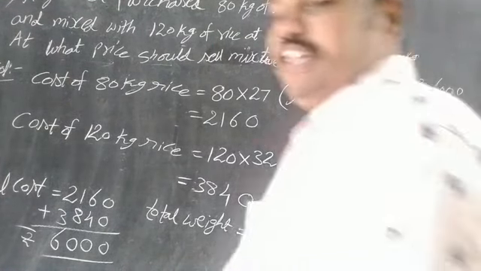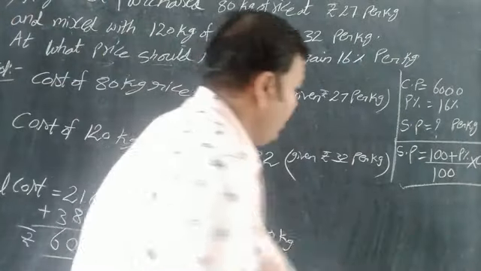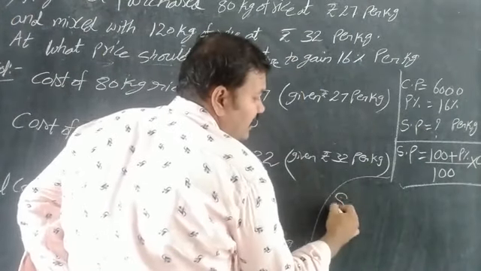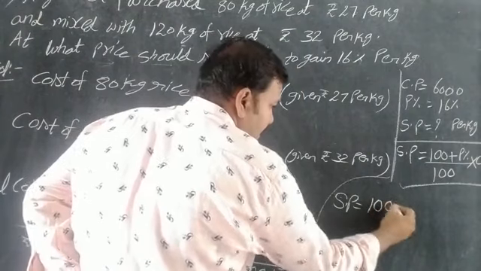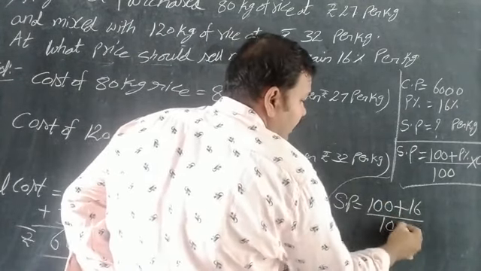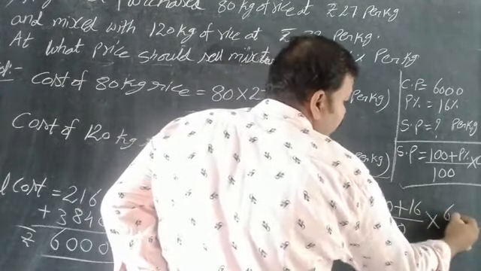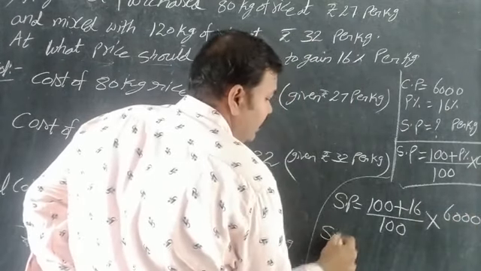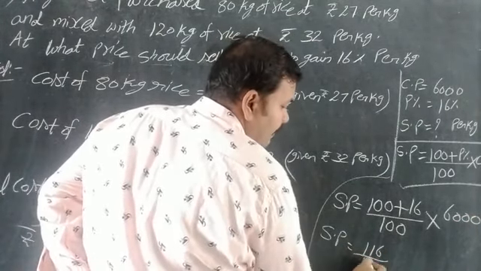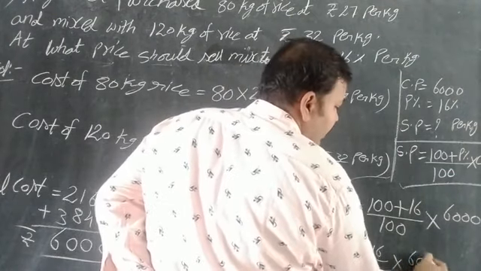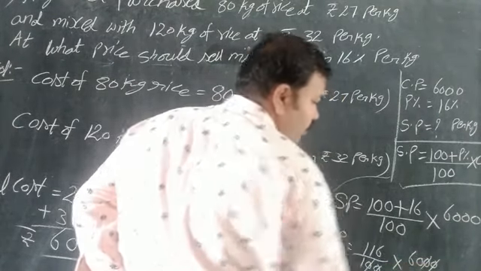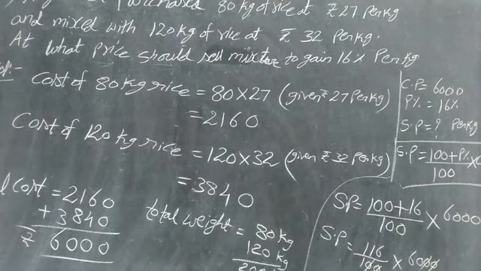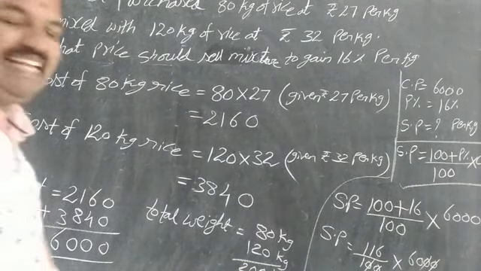Now substituting in the formula. SP is equal to 100 plus 16 by 100 into 6000. Now selling price is equal to 116 by 100 into 6000. Cancellation of zeros. 116 into 16, using the 6 table. 6 6s are 36. 6 1s are 6 plus 3 is 9. 6 1s are 6. So it will become 6960.